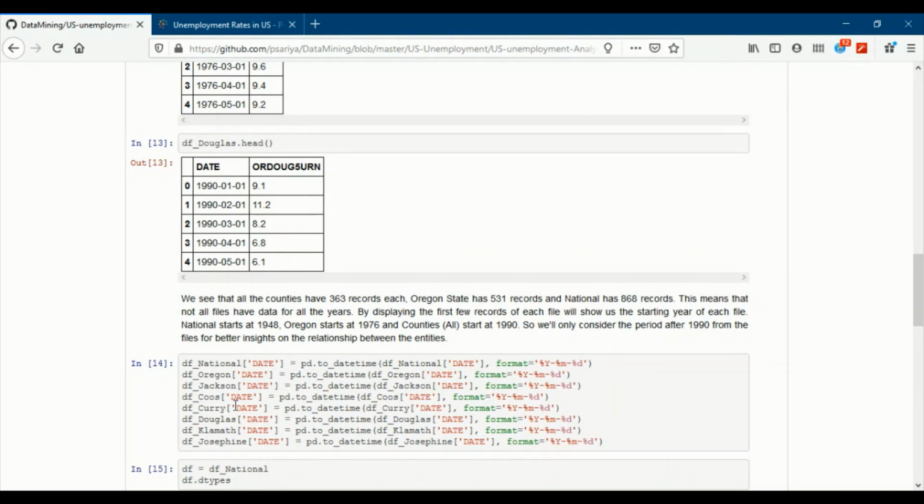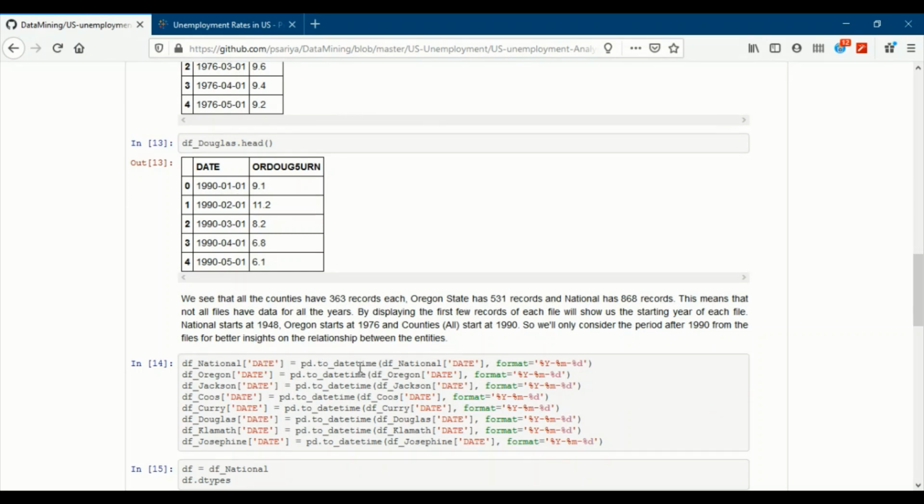Now, because we have to do analysis of our data, what we need is to use data that is available in all the records. So the data is available from 1990 in all the records till today. So we will be using all the data only from 1990 and ignoring the data before that in the Oregon State and the national records.